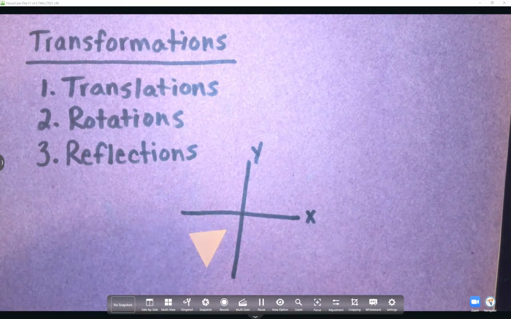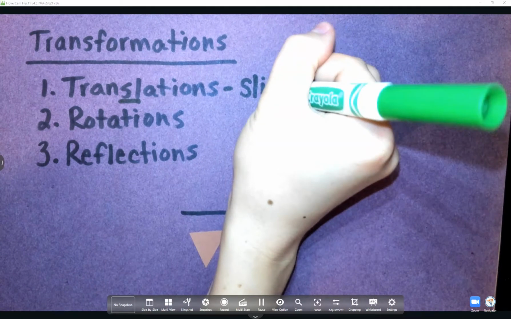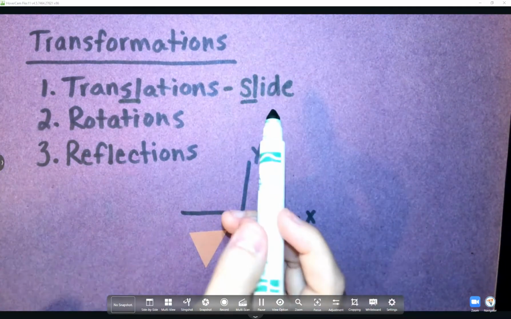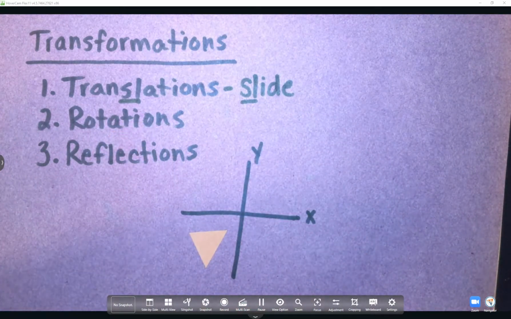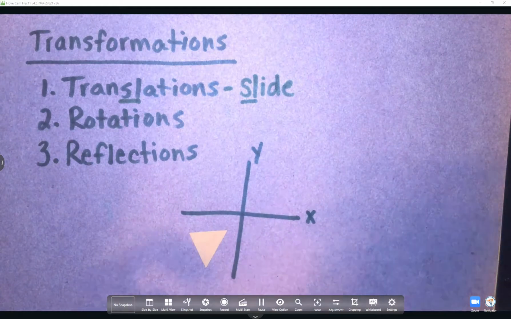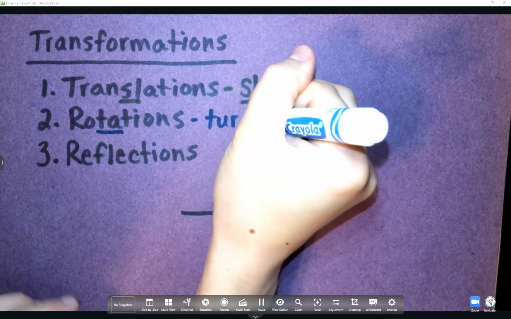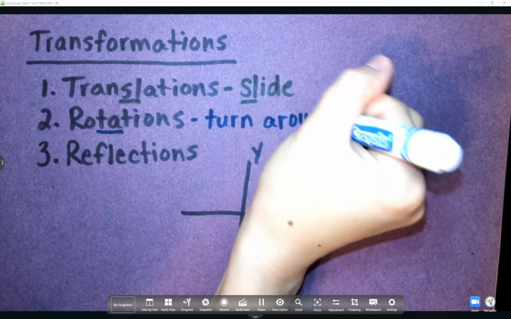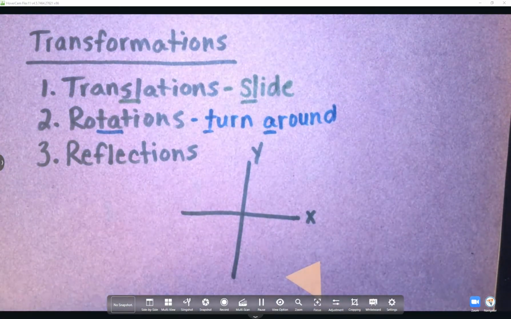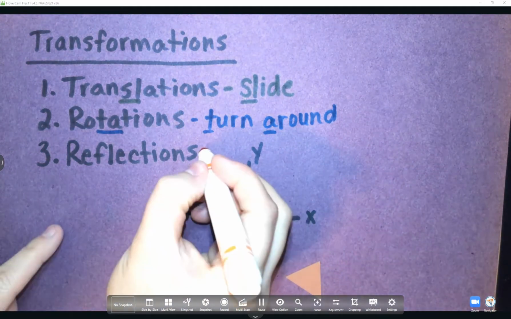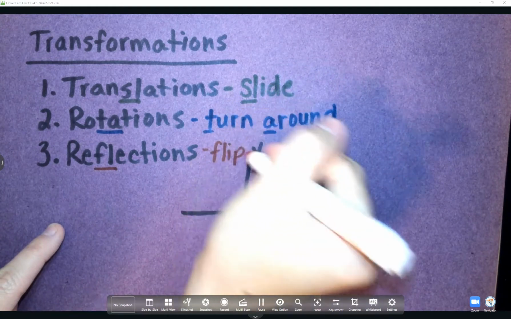So if you look at the word translations, you have that SL, and a translation is when you slide an object. So if you can remember that SL, that'll be helpful. And then rotations are when you actually turn an object around. So turn around, TA, turn around an object. And I'll show you that on our coordinate plane right here in just a minute. And then reflections are when you flip an object. And if you look, there's an FL right there. So reflections are when you flip an object.